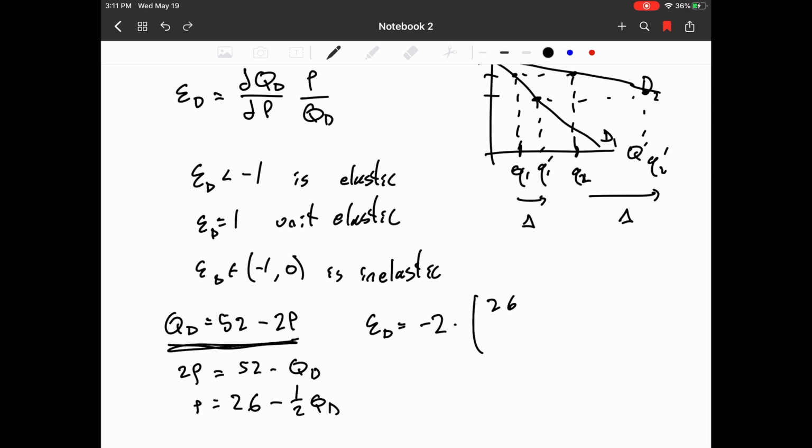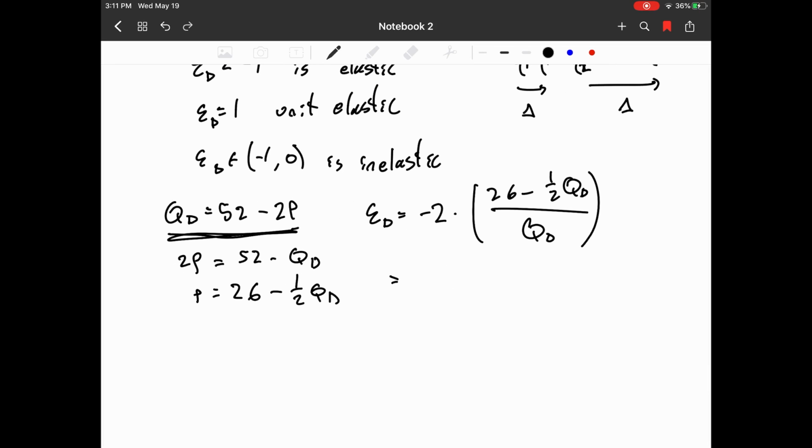So we plug that in. We have 26 minus 1/2 qd on top, and on the bottom, we just have qd. Here we just have to simplify. So I'm going to put the negative 2 outside. On the inside, we have 26 minus, well, actually, before we do this, let's rearrange.